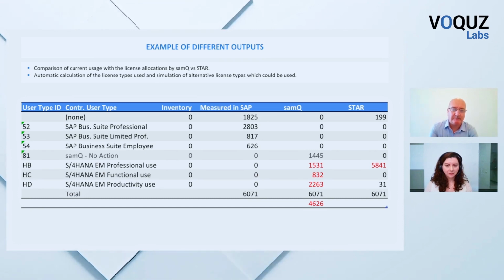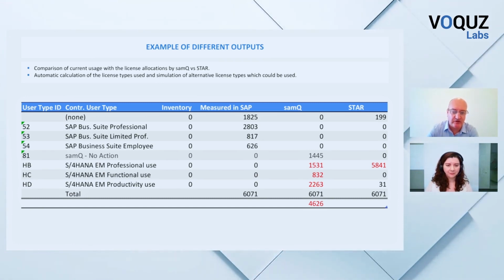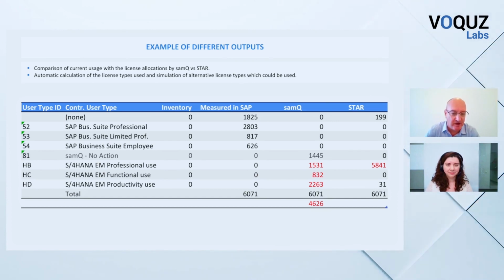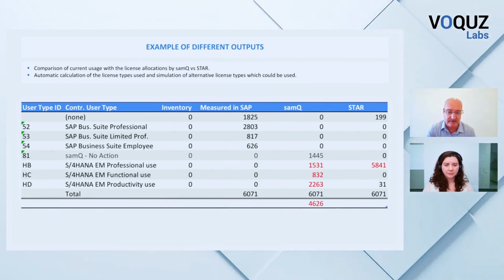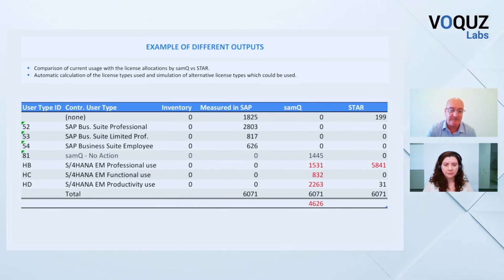Yes, thanks, Joanna. By the way, everyone, don't get confused by the inventory column saying 0. Of course, in a real-life scenario, that would have the customer's entitlement in there. But what this very clearly highlights is exactly what we've been saying: the output based on usage is often very significantly different to the output based on authorization. So based on this SAMQ result, if the customer followed our recommendations and actually deactivated those 1,445 users, they would only have 4,600 users left, of which only 1,500 would be professional.